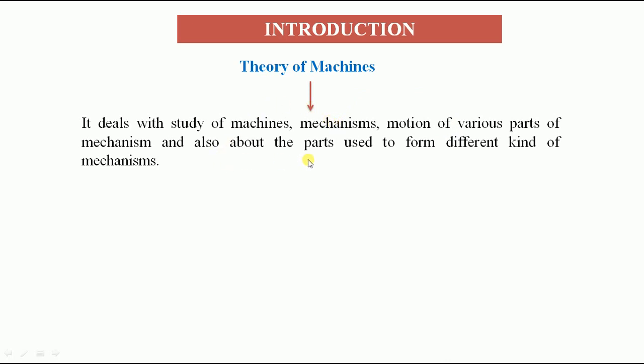And similarly, regarding the parts, how they are shaped to get the required kind of mechanism, those parts also can be discussed in the theory of machine. So based upon these many things we need to discuss in this theory of machines. So it is again classified into two types.